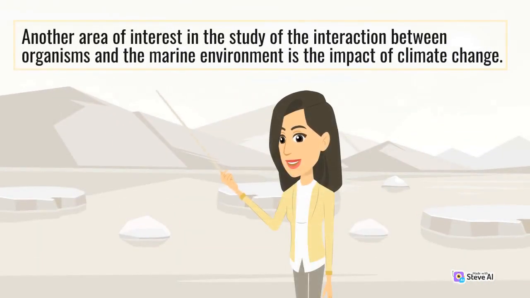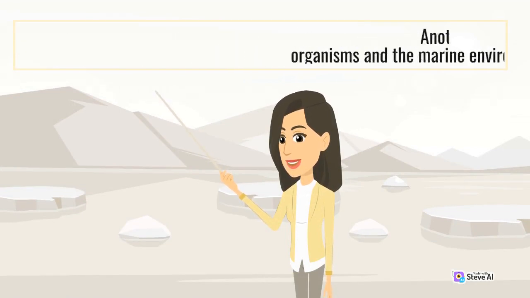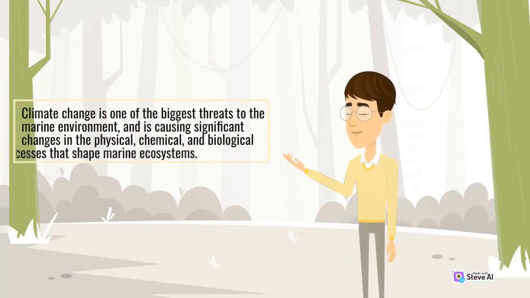Another area of interest in the study of the interaction between organisms and the marine environment is the impact of climate change. Climate change is one of the biggest threats to the marine environment, and is causing significant changes in the physical, chemical, and biological processes that shape marine ecosystems.